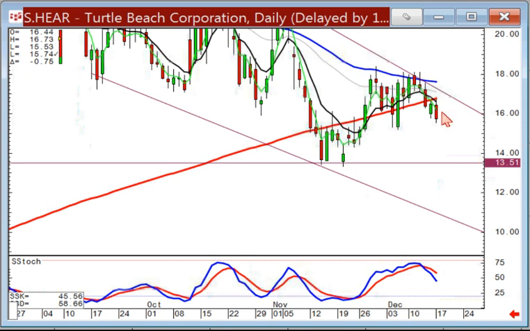Does that mean it can't open positive and head up here tomorrow? Nothing stops that from happening. But the probabilities right now are telling us this is what the investor sentiment is showing us. We're still heading lower.